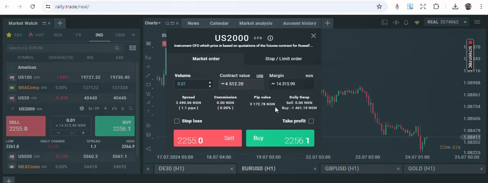When we talk about the market being profitable or the opportunities in the market, this is a US 2000 chart. There are just a few things I want to point out to you here.